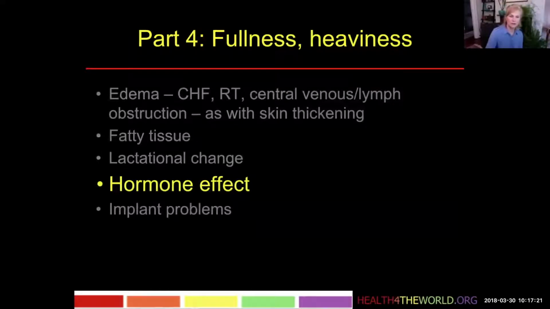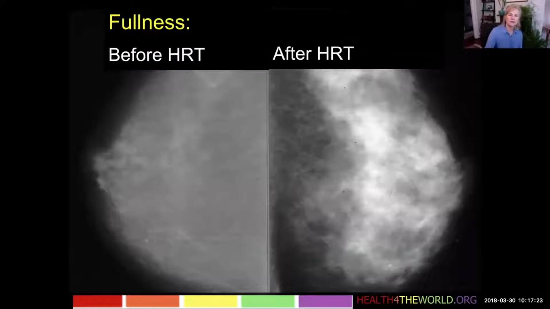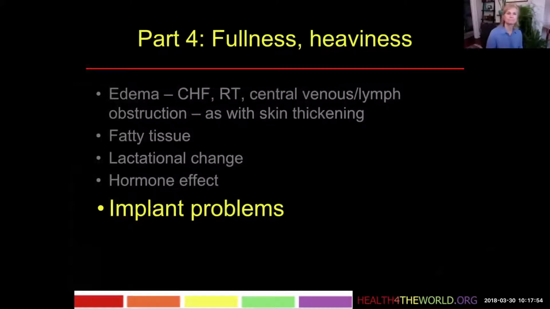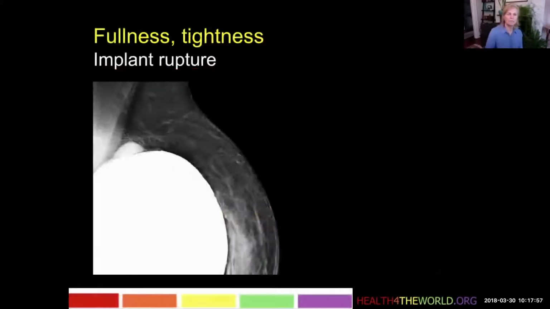Okay, so second to last, hormone effect. This is a rather striking change in an 82-year-old on the left. This is before hormonal therapy. She was a BI-RADS category A, almost entirely fatty. After beginning hormone replacement therapy, she became a BI-RADS breast composition D, extremely dense. And she was actually uncomfortable with the sense of fullness in the breast and chose to stop taking her hormonal therapy because of that. Okay, lastly, implant problems.